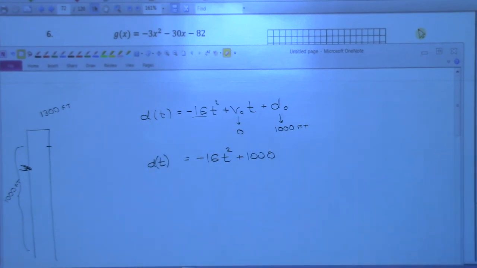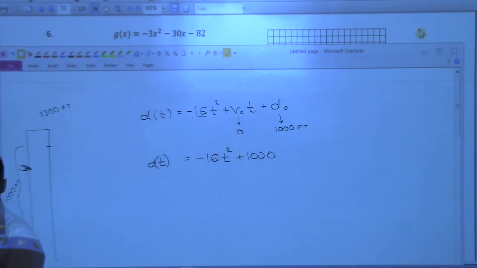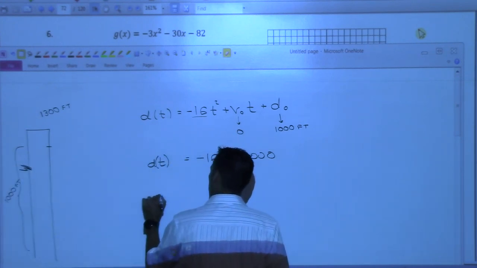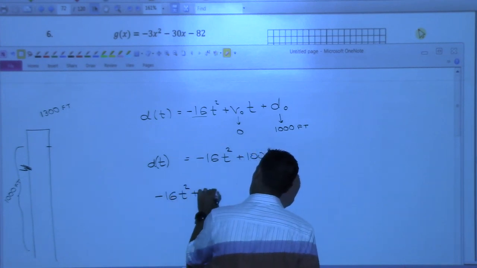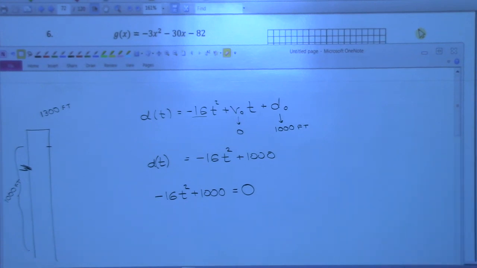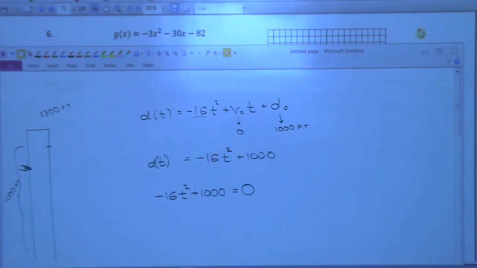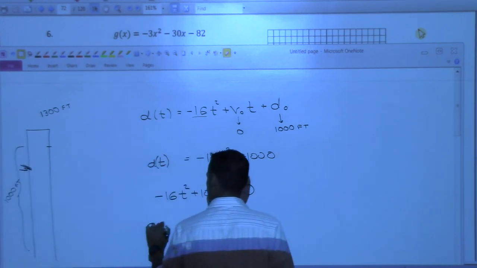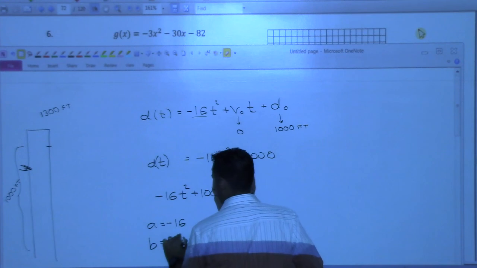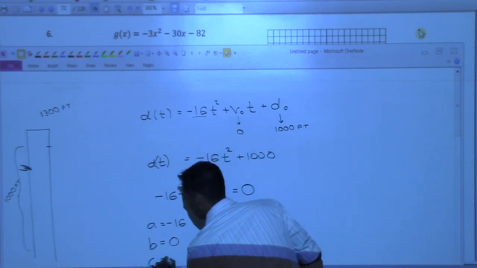Now, my question is, how long did it take before they hit the ground? So what am I asking for? The x-intercepts, right? Which means you need to set that equal to 0. So if I set negative 16 t squared plus 1,000 equals 0, we have a quadratic equation, but this is a little different than any of the equations we've looked at so far, only because a, b, and c are a little bit weird here. What's a for us in this formula? Negative 16. And then what's b? b is 0, right? Because there is no t term in the middle. And then what's c? 1,000.